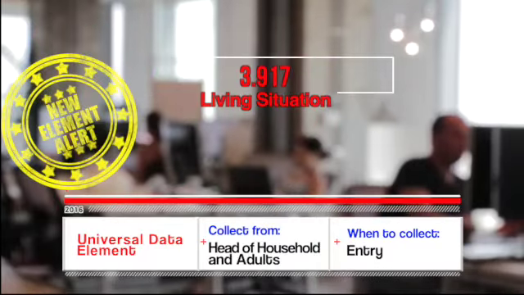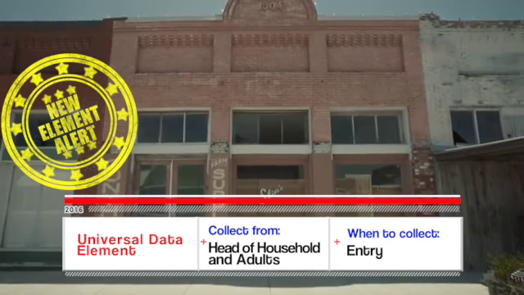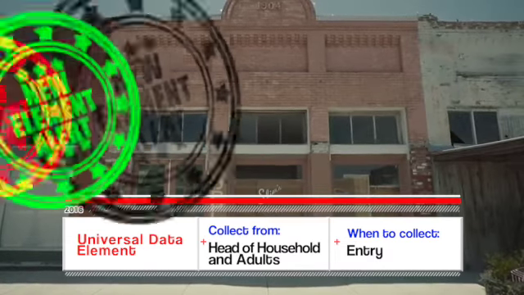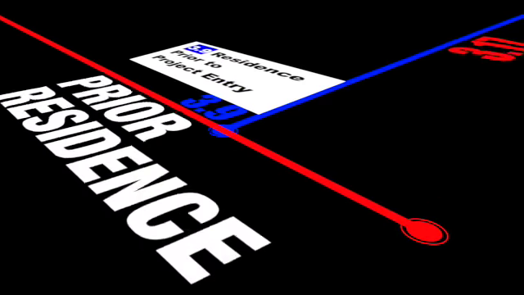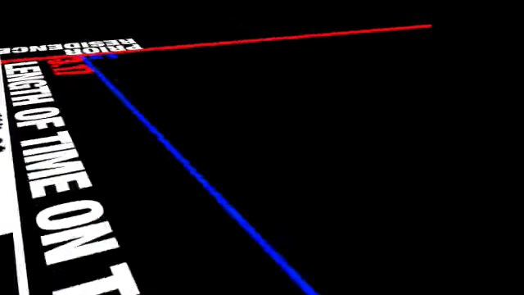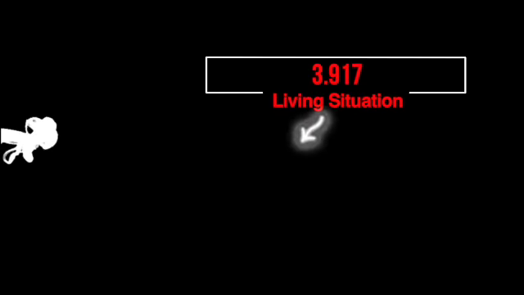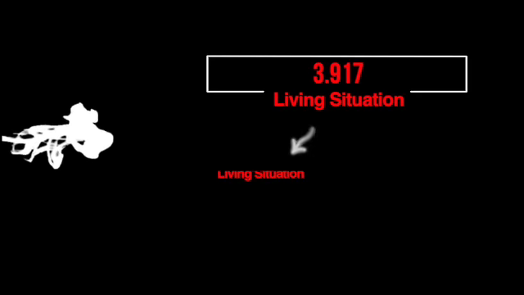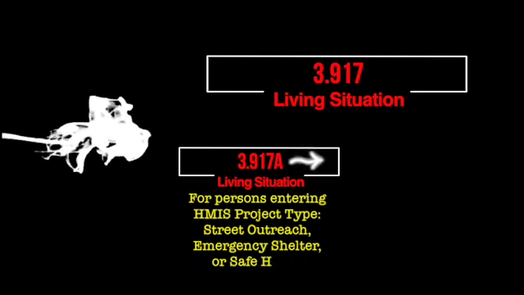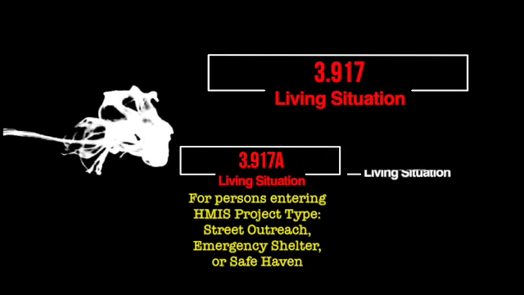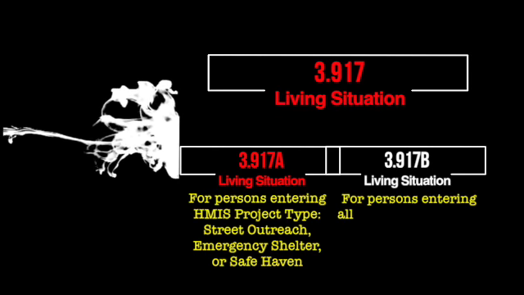3.917, living situation. Elements 3.9, residence prior to project entry, and 3.17, length of time on the streets, in an emergency shelter, or in a safe haven, were combined into a super new element. But wait, there's more. Since the data standards are constantly evolving to facilitate data entry, 3.917 has a component A for persons entering into a street outreach, emergency shelter, or safe haven, and B for all other HMIS project types.